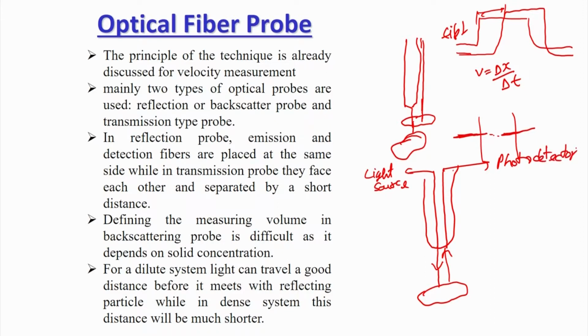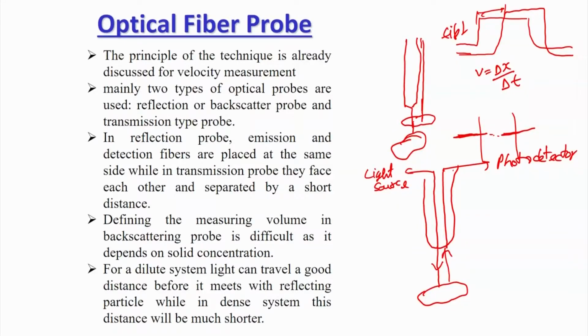So, the light source will emit light. It will go and touch whatever medium or phases are present. Each phase has a different refractive index, so the refraction, or reflection, will be different. Based on the reflection intensity, we can identify which phase is present there. And based on what phase is present and the frequency of its presence, we can calculate the volume fraction.